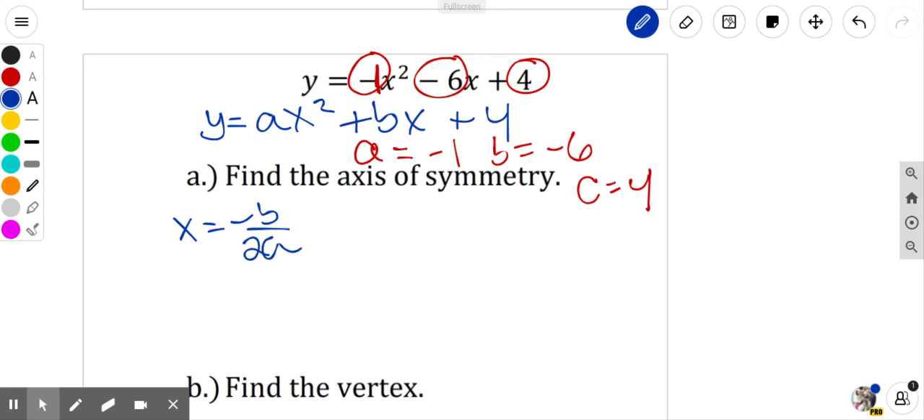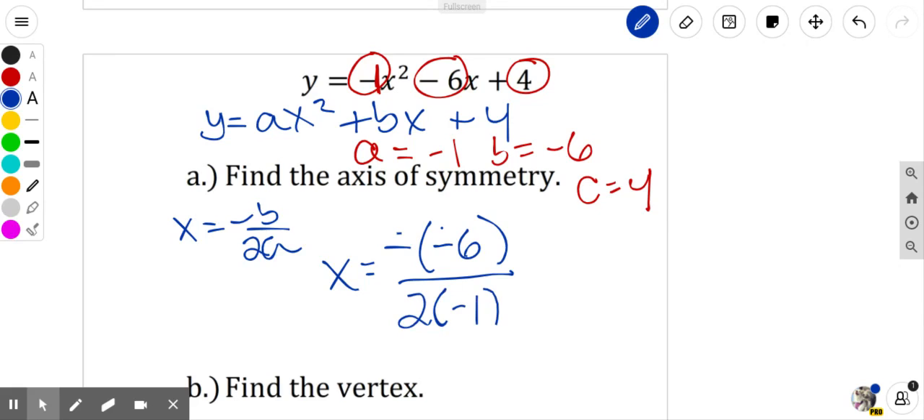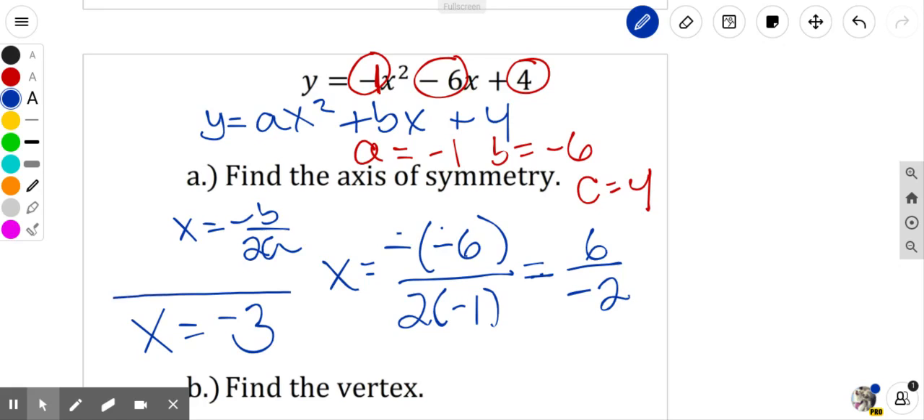So again, that's negative b over 2a, and it's x equals, so negative b, negative 6. So remember, if your b is negative, you do have to put both of those negatives. And then 2 times a. Remember that negative 6 does become a positive, so that's positive 6 over negative 2, which ends up being x equals negative 3. So that's the equation of the axis of symmetry. You do have to write x equals the number because it's an equation. So just remember that.